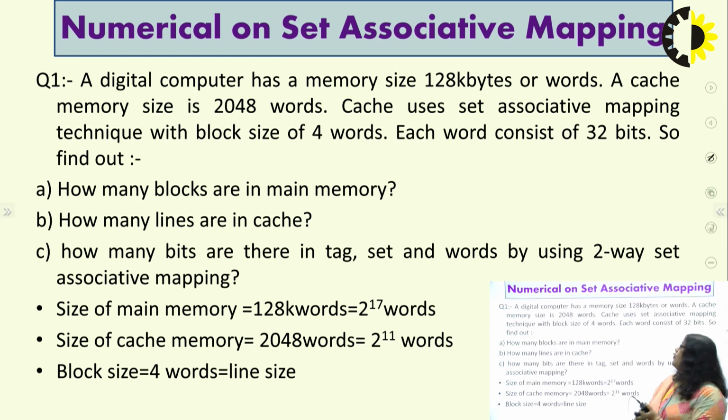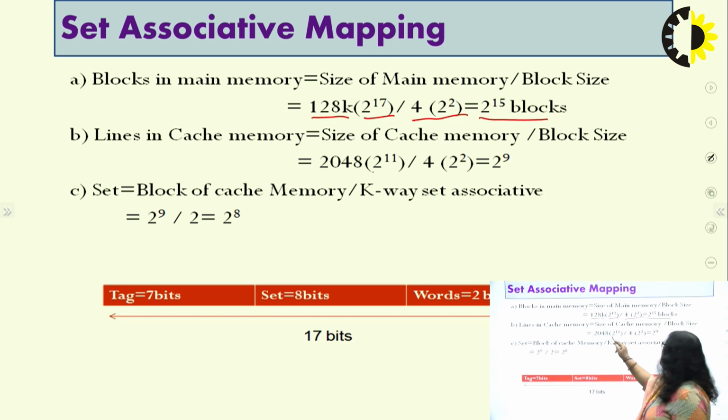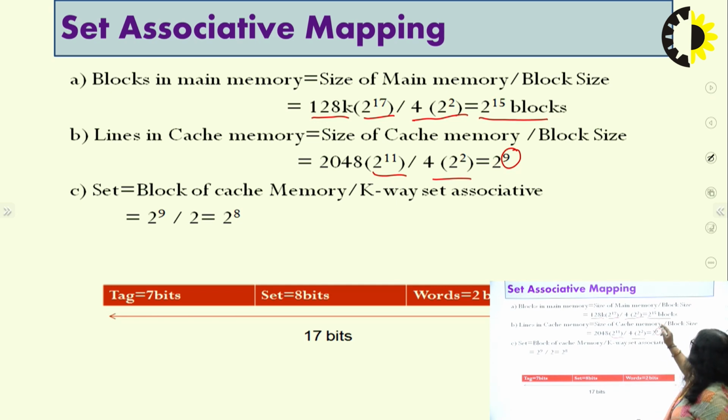So first we have to find the address bit size from the main memory size. It is 128K, that is 2 to the power 17, and block size is 2 to the power 2, that is 4. So blocks in main memory is 2 to the power 15. Lines in cache memory is 2 to the power 11 divided by 2 to the power 2, that is 2 to the power 9. So 9 represents the lines or address in the cache memory, and this 15 represents the address bit length of the main memory.